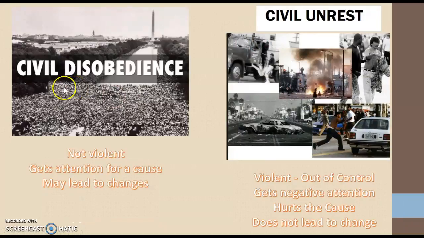All right, so you learned about what civil disobedience was. Civil disobedience is not violent, gets attention for a cause, and might lead to change. Civil unrest is often violent and out of control. It gets negative attention, and it hurts the cause, and most likely will not lead to any changes. So which way do you think is the better way to make change? Yeah, I definitely think civil disobedience. If you want to stand up for a cause, that's the way to do it.